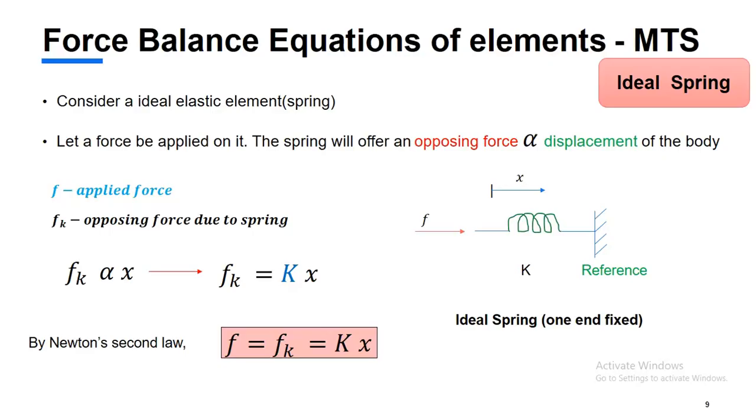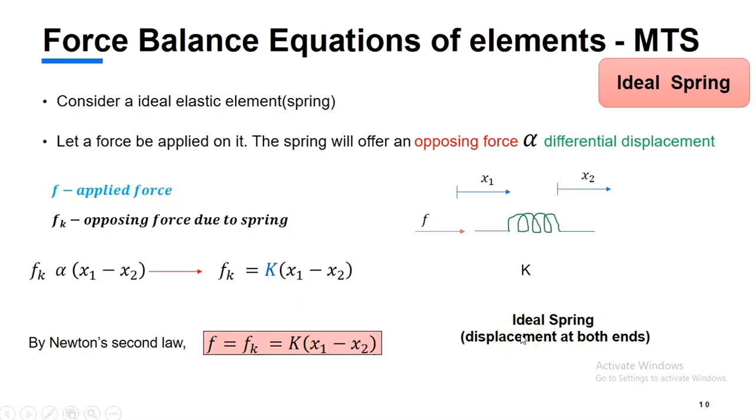The third important element is an ideal spring. You are going to apply the force. This spring will offer an opposing force, which is represented by Fk. Because of this force, the spring will offer an opposing force which is directly proportional to displacement. So it is represented by x, and the proportionality constant is k. If suppose there is no reference for this particular spring also, you will have a differential displacement. So it is x1 minus x2.